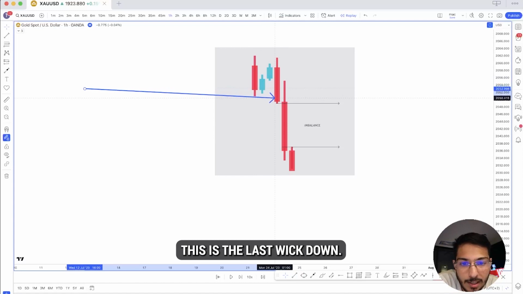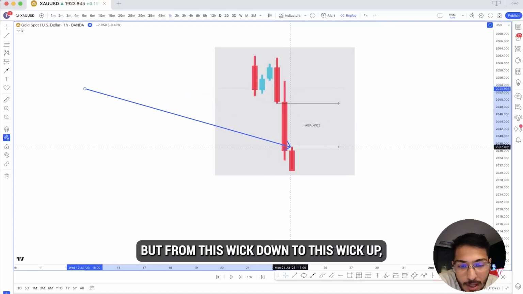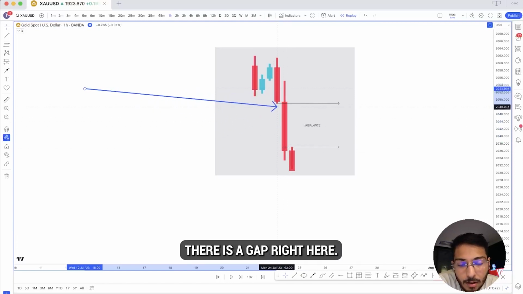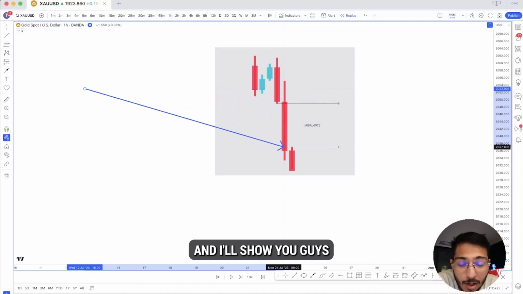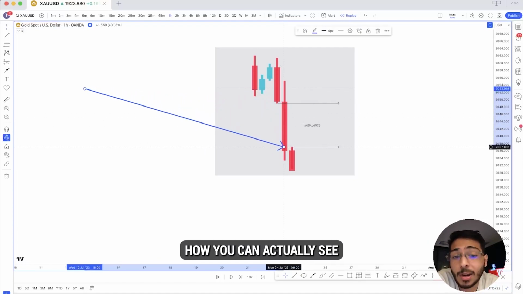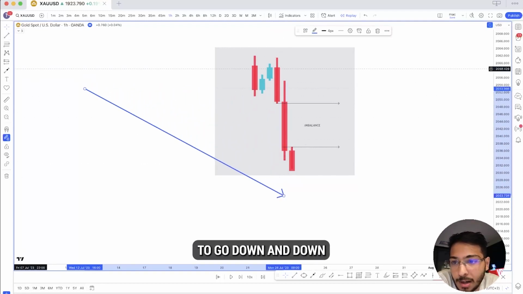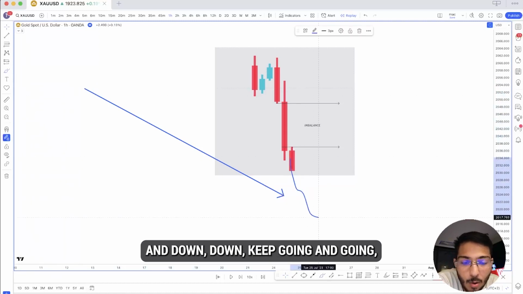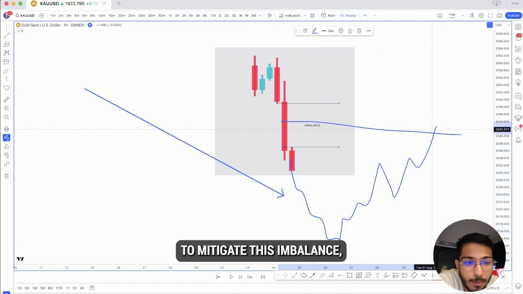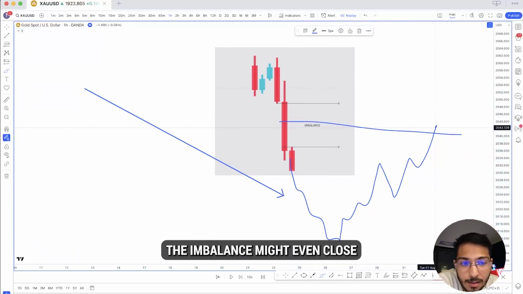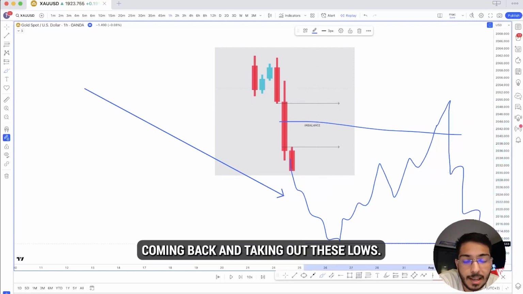But from here, we notice that this is the last wick down. There's this wick up, but from this wick down to this wick up, there's a gap right here. And in this gap, there's inefficient pricing. And really what it means is there's only sells being offered. I'll show you guys later on in this video how you can actually see where there's only sells being offered. Price might continue to go down and down and keep going and going. And then eventually it might start pulling back into this range to mitigate this imbalance, to fill the imbalance, might even close it completely before it continues moving in its direction, coming back and taking out these lows.